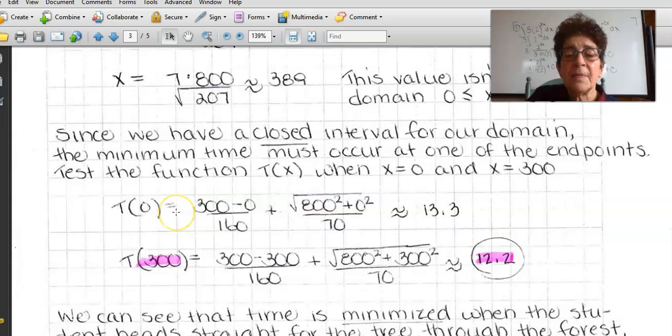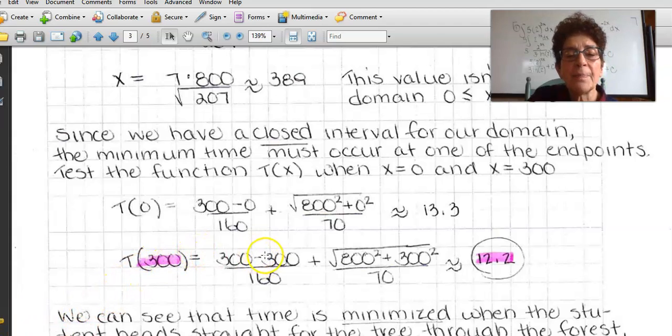Okay, this means when x is 0, our student would run 300 meters along the trail, then make a left and go 800 meters through the woods. That takes him 13.3 minutes. If x is 300, that's the situation where our runner is going to just immediately break off and run through the woods. He's not going to spend any time on the trail.